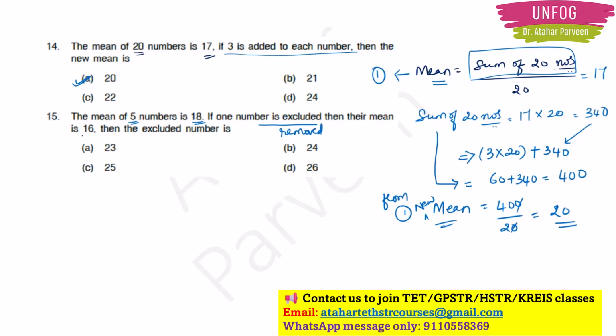Then their mean becomes 16. You have to find this excluded number. What is that number you have to find? This is very simple because we have this formula, right? Using this formula only we can find it.